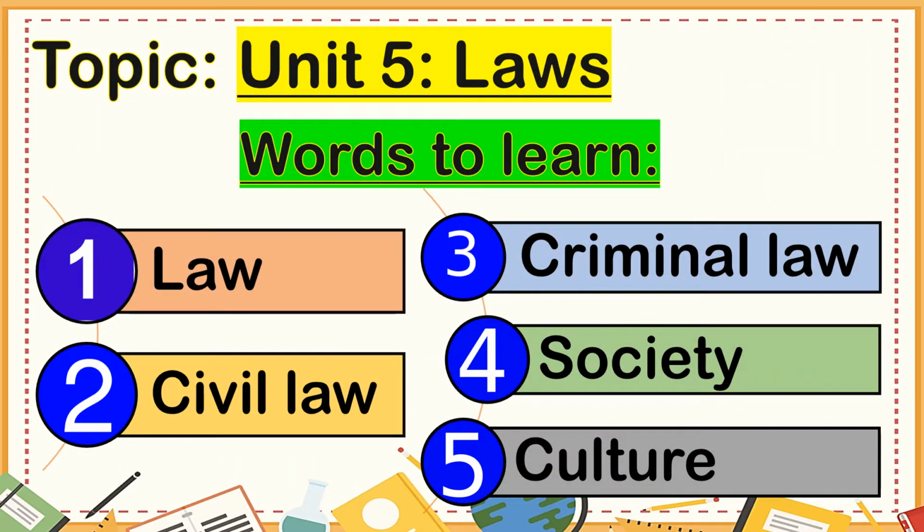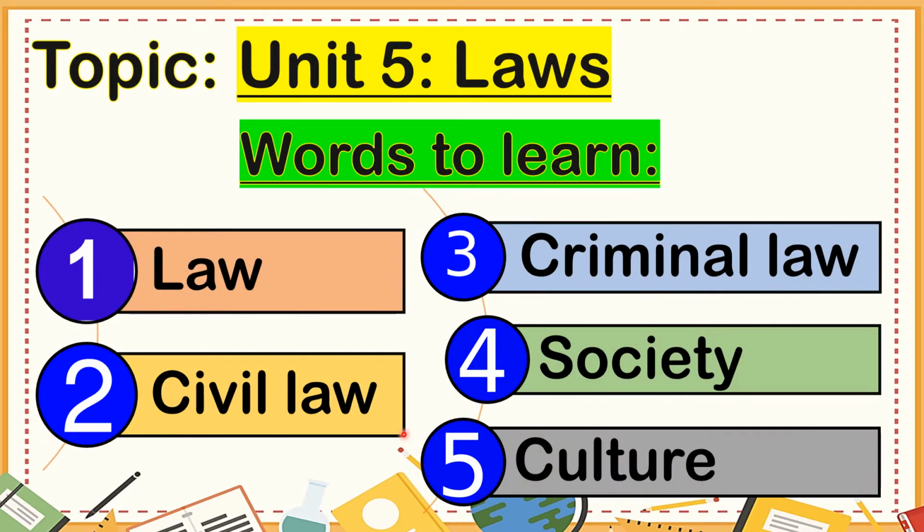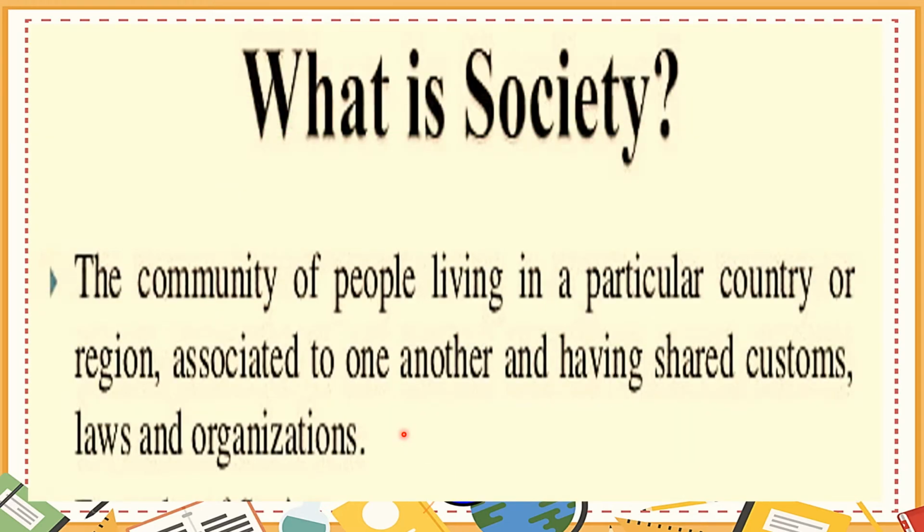Let's go to the third word, which is criminal law. Criminal law is the body of laws that prohibit and punish acts that injure individual people, property, and the entire community. So criminal law is more dangerous than civil law, and the punishment is also more serious than that of civil law. Later on, we will be discussing the difference between criminal law and civil law for a better understanding of the topic.